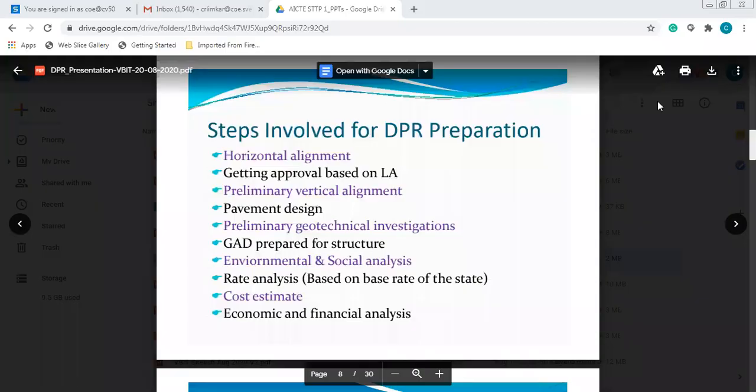So, as far as this detailed project report is being considered, we have to consider the horizontal alignment, then getting the approval, which is based on the land acquisition. Okay. Then preliminary vertical alignment.